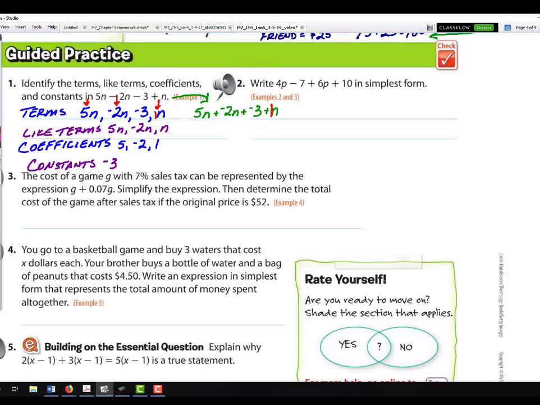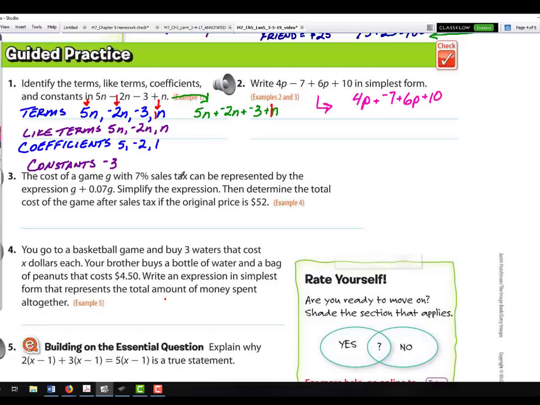Okay, go ahead now, do number 2. In number 2, you're not identifying all these parts. What you're doing is combining the like terms. So you can think about the t-chart. For number 2, step 1, rewrite it as addition: 4p plus negative 7 plus 6p plus 10.